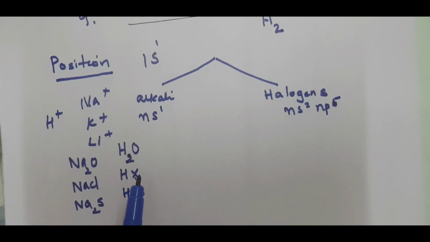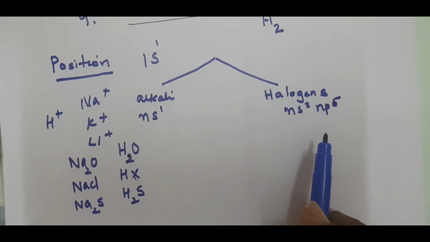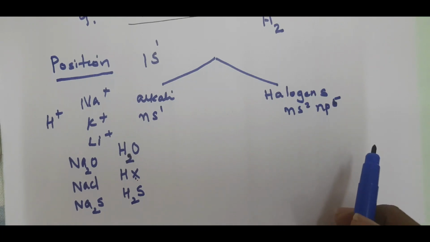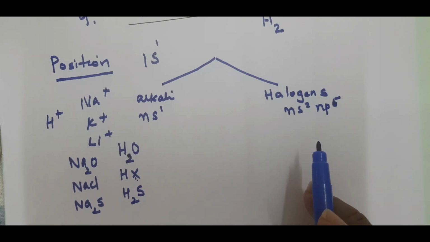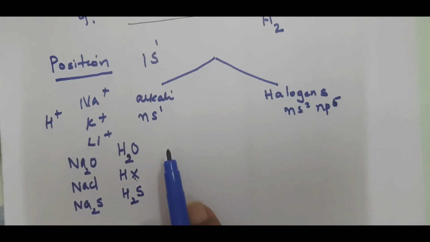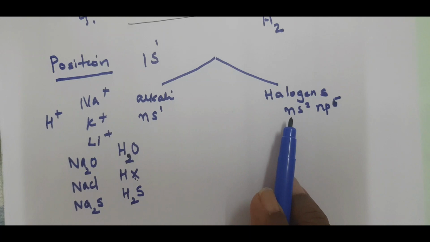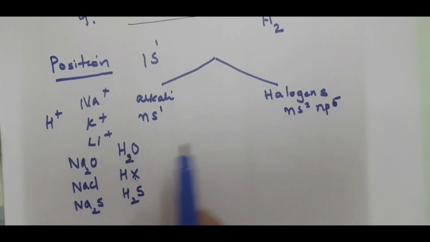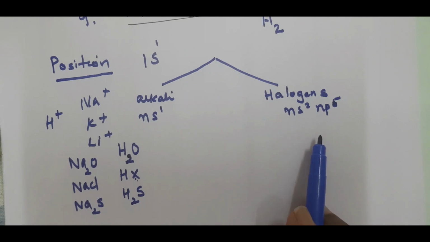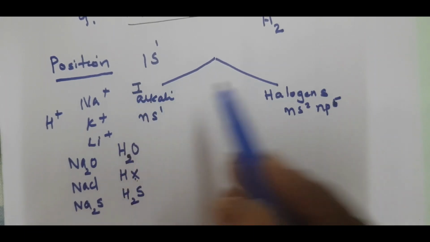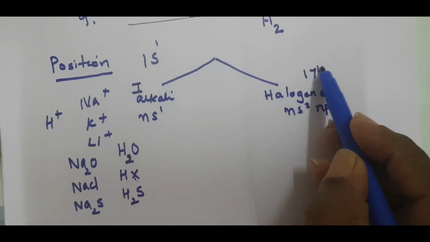But at the same time there is a resemblance with the halogen family also, because the halogen family needs one electron to complete the octet, so the valency is 1, isn't it? So there is a possibility that hydrogen can be put in the first group as well as in the 17th group, isn't it? This is the first group and this is the 17th group.